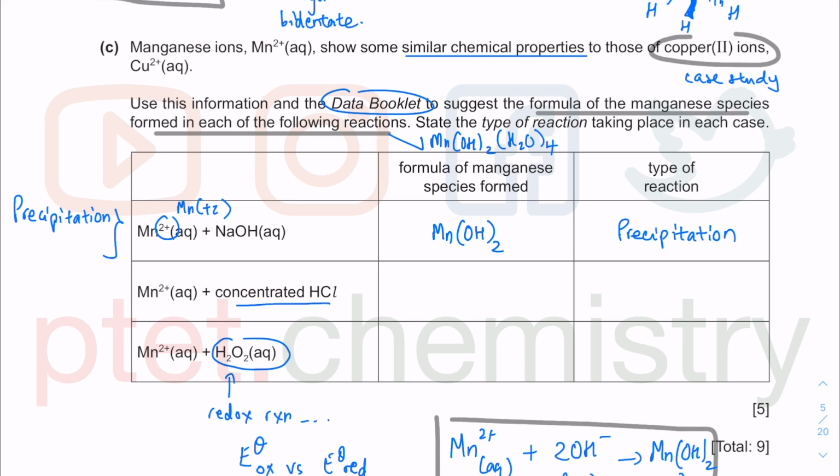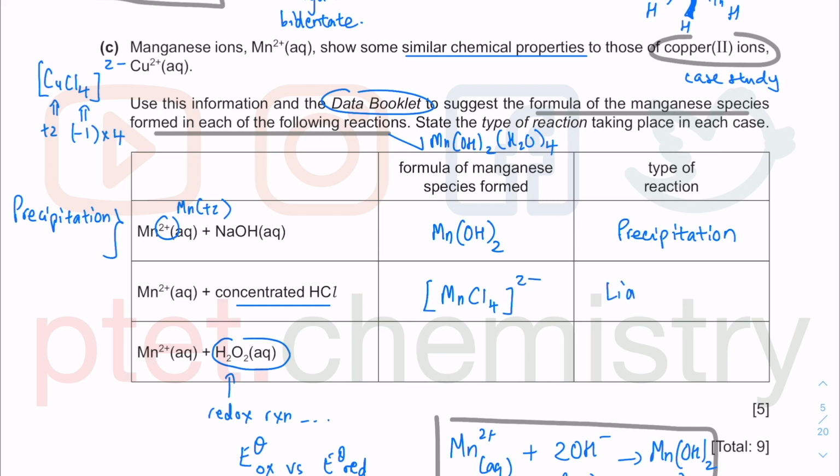With the concentrated HCl, if you have copper 2+, you will end up with CuCl4 2-, as that one is plus 2, and you have minus 1 chloride 4 times, so overall is 2 minus. So what are you going to get here? MnCl4 2- as well.